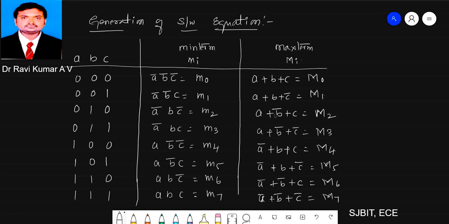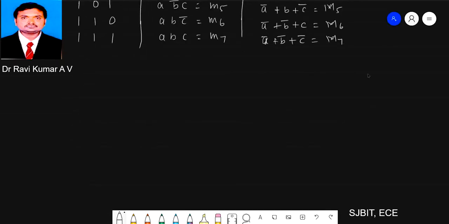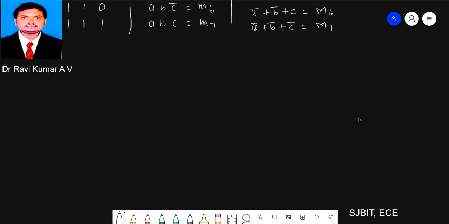So here each individual term should be in the standard SOP form, and this should be in the standard POS form. Then only can we easily write the switching equation. We'll take a simple example of how to convert this into a switching equation.